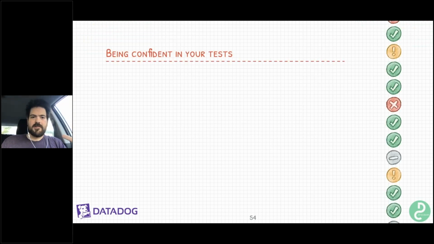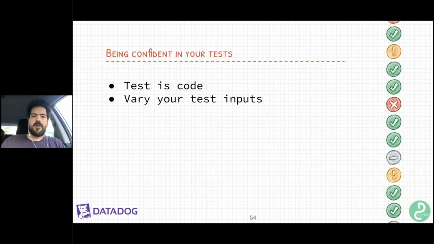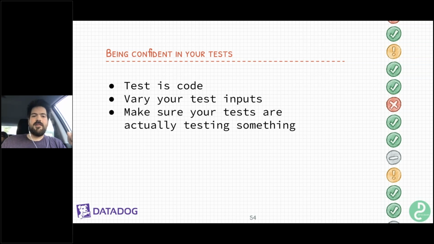So to be confident in your tests, first you need to remember that test is code, so you need to be as smart and as rigorous. You have to show all your best practices when you're writing tests. Then you need to vary your test input, because your users are going to use inputs in your product that you'd never thought of. And lastly, you should make sure that your tests are actually testing something and are not just written to be there and to make your manager happy.